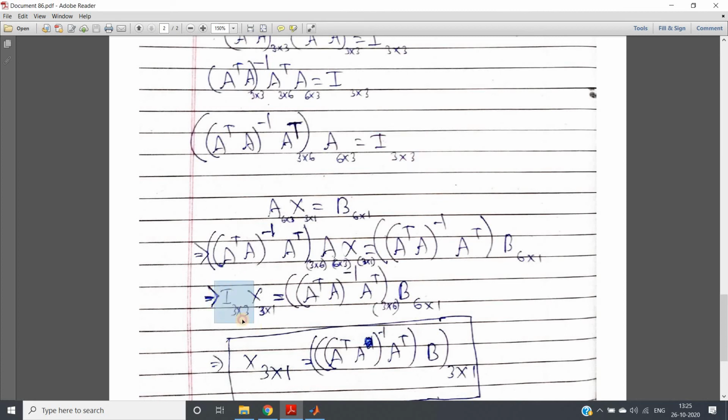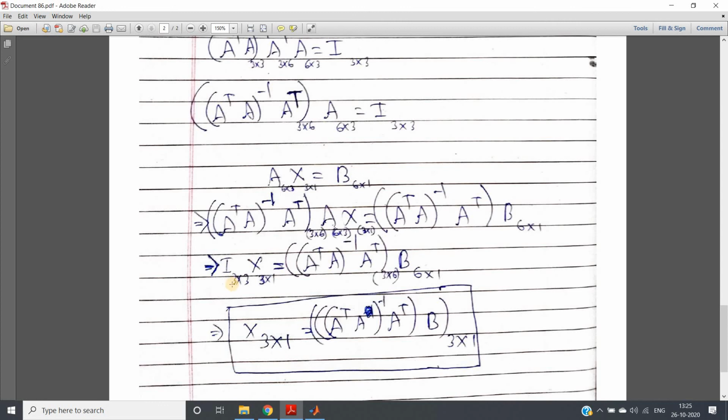So that's why I have written here identity matrix of 3 cross 3 multiplied by x, which is actually 3 cross 1, equal to the right hand side as it is, right? Now identity matrix 3 cross 3 and x 3 cross 1 will give us x only, because any matrix when you multiply with identity matrix, you will be getting that matrix only. And here the dimension is also satisfied. You can see 3 cross 3 multiplied by 3 cross 1 will give me what? 3 cross 1.